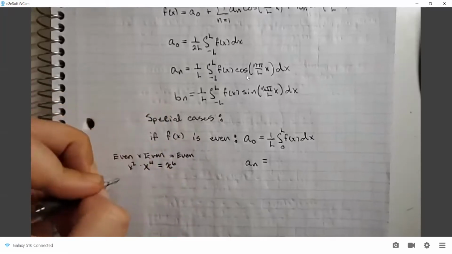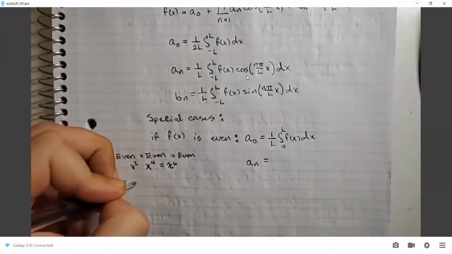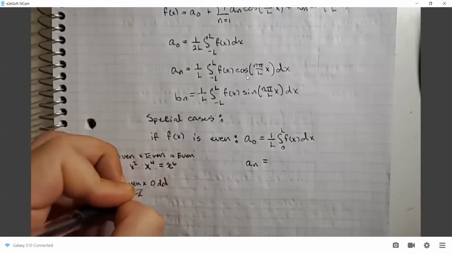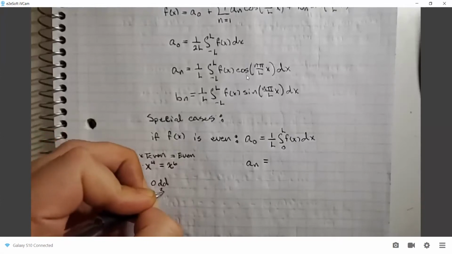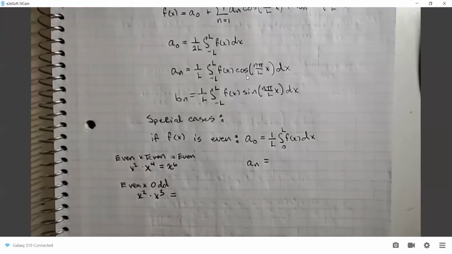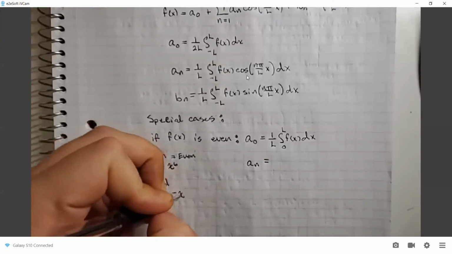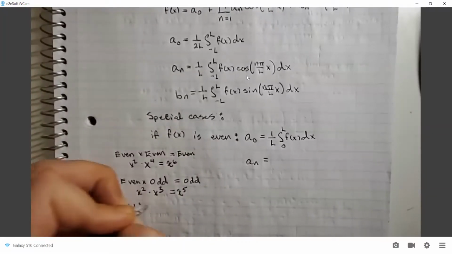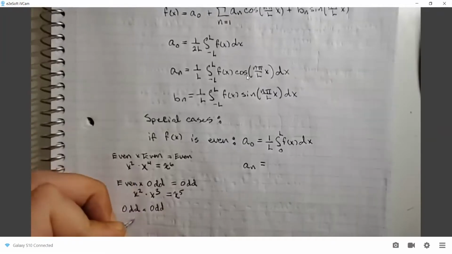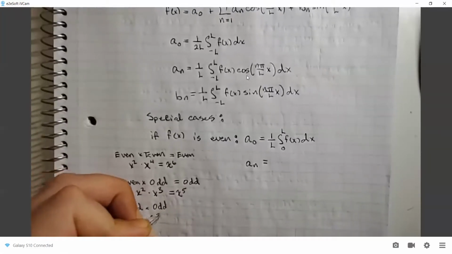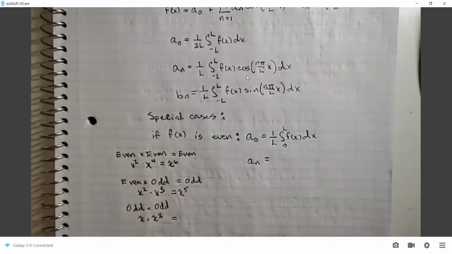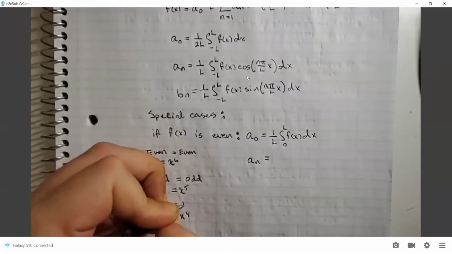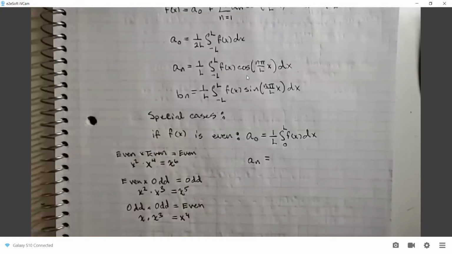And for that matter, we might as well go through all cases. If you do even times odd, so x squared times x cubed, what does that get you? X to the 5th. So that gets you an odd function. And then odd times odd. You could say maybe x times x cubed. Those are both odd. What do you get? X to the 4th. So odd times odd is even. Now, obviously, these aren't proofs, but they can help you remember in a pinch.